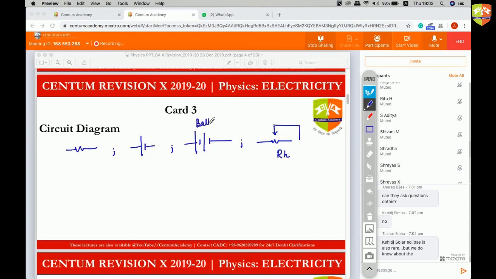Sure? Fine. So back to the rhythm. Other logic symbols are rheostat, very important. This is rheostat, also denoted by capital R and 2H. Clear? So this is battery, this is cell, this is resistance.